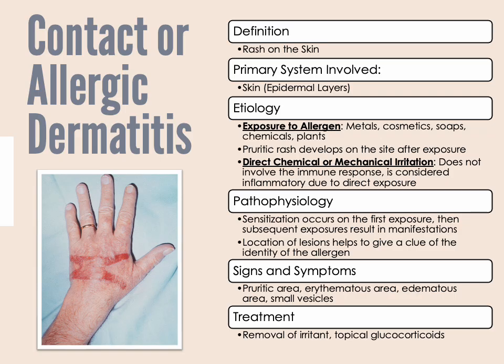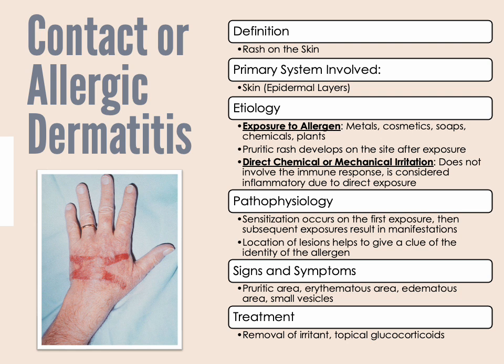So the first one we'll talk about is contact or allergic dermatitis, and this is simply a rash on the skin. It involves the epidermal layers, and normally this is caused by allergens. This can be soap, plants, chemicals, toxins, cosmetics, even metals can cause a rash on the skin. You can have rashes that are not itchy, but then you have rashes that are itchy. If it is itchy, we call that a pruritic rash, and it develops on the site shortly after exposure.